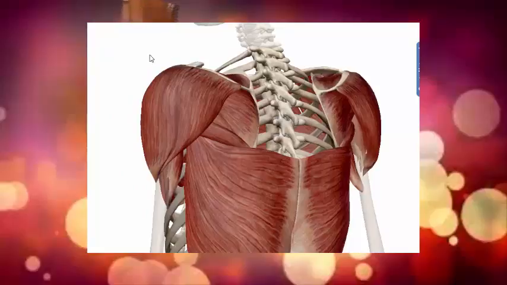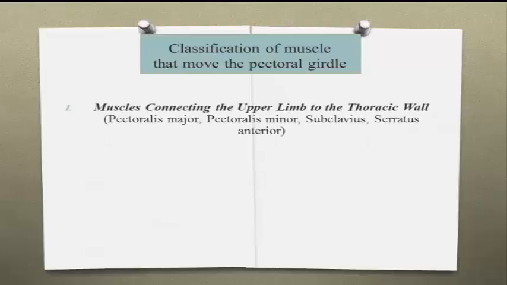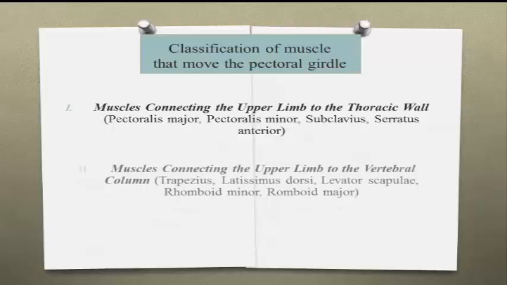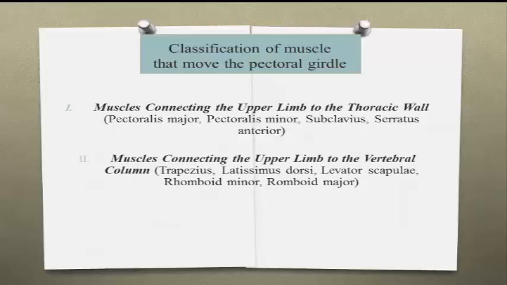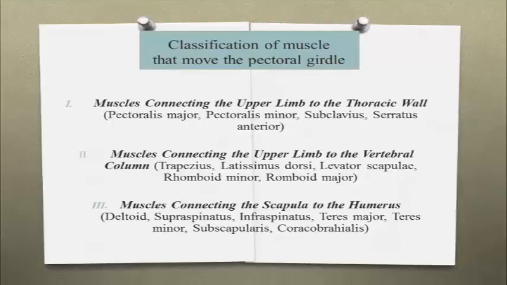So let's start. The muscles which move the pectoral girdle: we have three main groups of muscles here. The first group is the muscles which connect the upper limb to the thoracic wall. The second group is the muscles which connect the upper limb to the vertebral column. And lastly, we also have some short muscles between the scapula and humerus, and these muscles connect the scapula to the humerus. We're going to pass through all these muscles one by one.